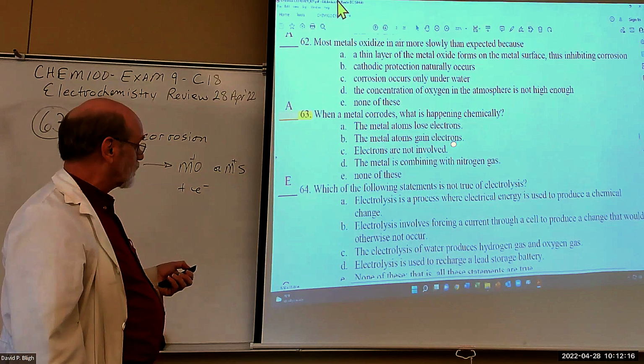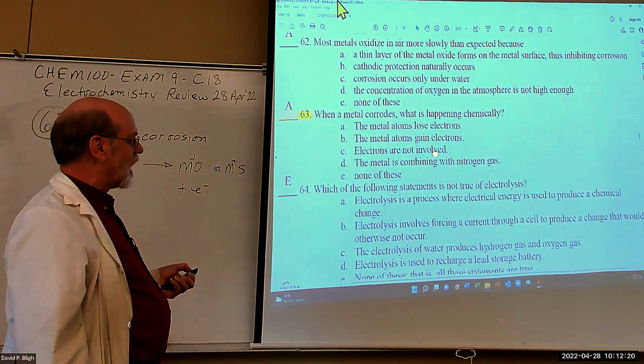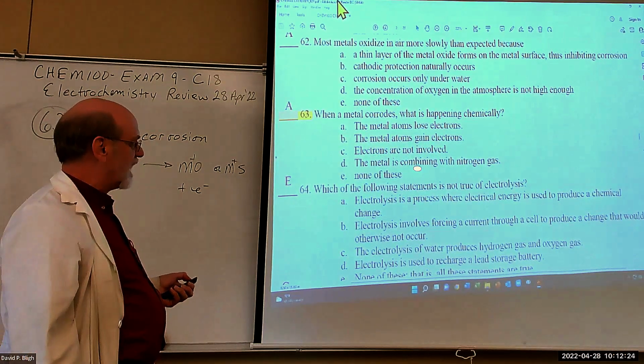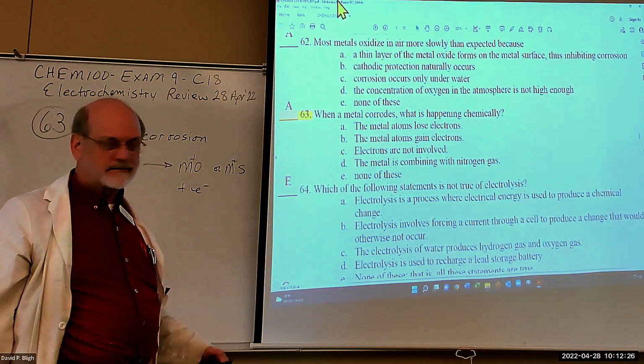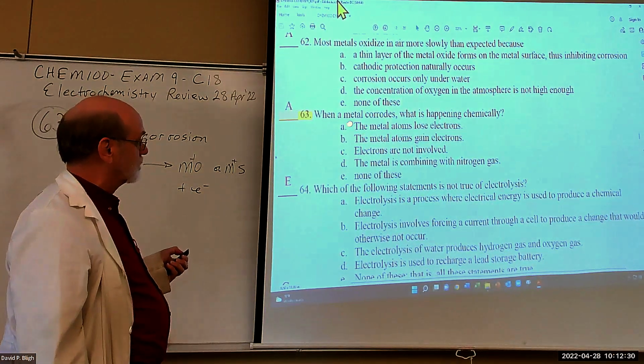The metal loses electrons. The metal doesn't gain electrons. Electrons are not involved? Oh yeah, they are. Metal is combining with nitrogen gas? No. None of these, well, we do have one of them. That one right there is true.